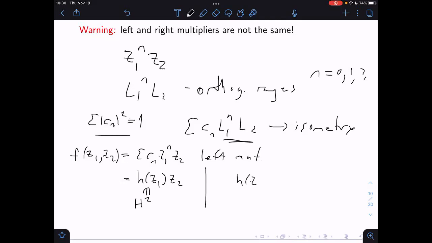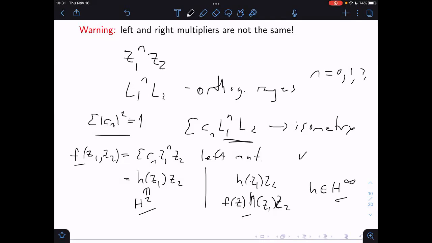But if I look at the same function, h of z1, z2, and think of it as acting on the right, then this will be bounded as a right multiplier if and only if this function in one variable is actually bounded, that is, in H infinity. So if you take any H2 function that's not bounded, I get an example by this construction of a left multiplier that's not a right multiplier. There is a simple relationship between them, but in the interest of time, I want to move on. But you can straighten this out and figure out what's going on. Basically, what you have to do is just reverse the order of all the words.